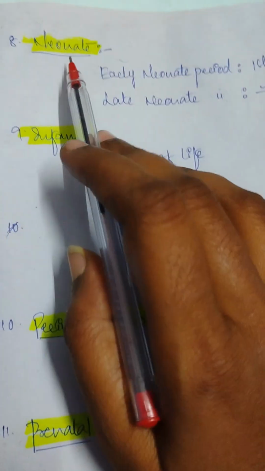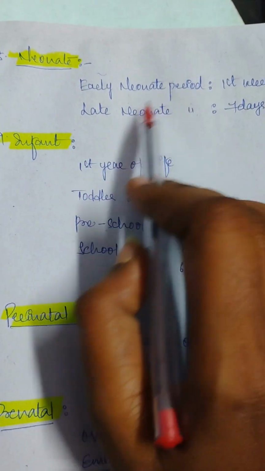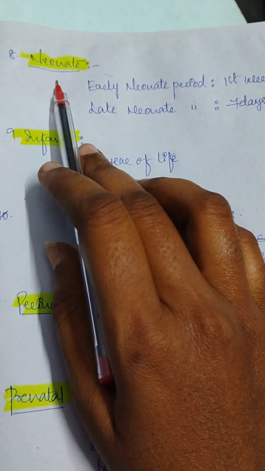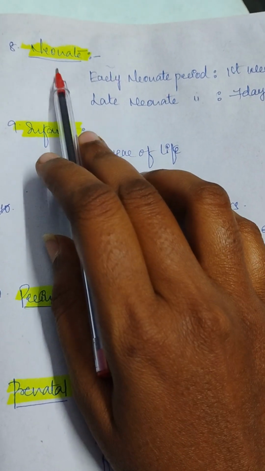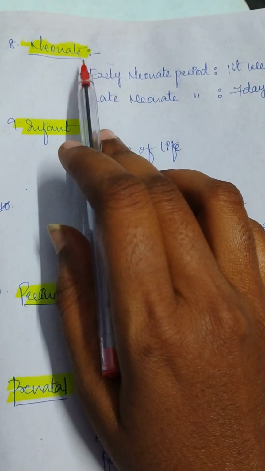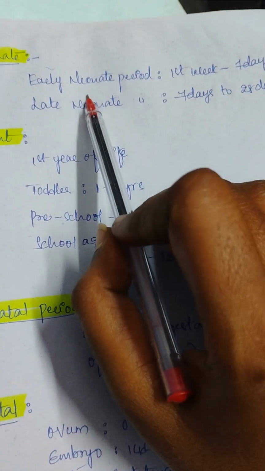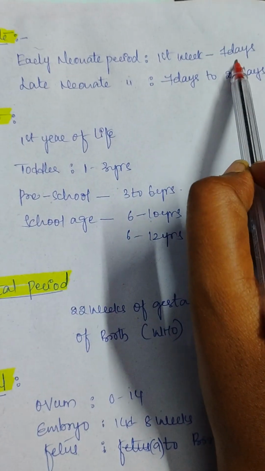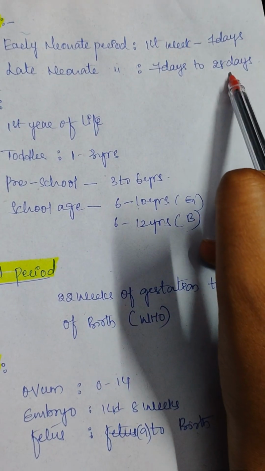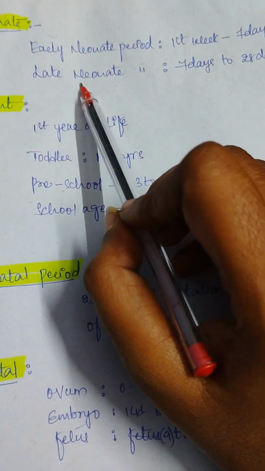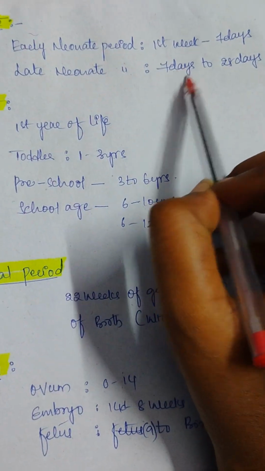Then here you can see two types of neonate: early neonate period and late neonate period. Previously we discussed that from birth to 28 days we call neonate, and again it is divided into early neonate period and late neonate period. From birth to 7 days is called early neonate, and from 7 days to 28 days is called late neonate.